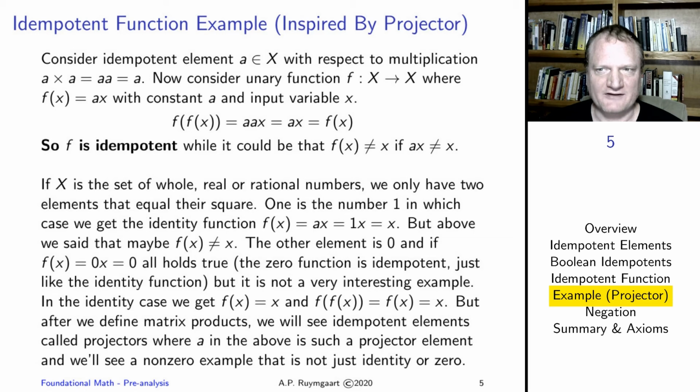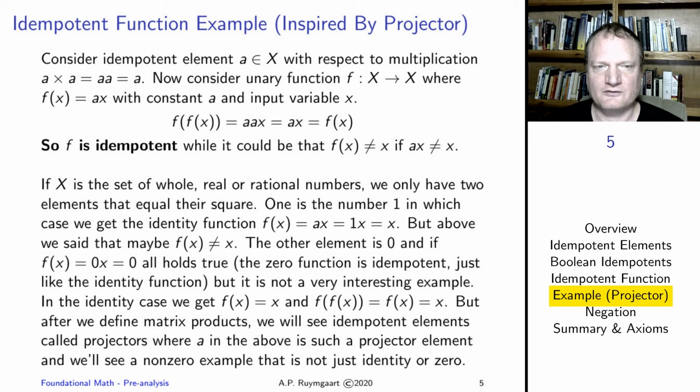Now let's look at an example function, a unary function that is idempotent. The function f of x equals ax, and we will show that it's idempotent as long as the element a is idempotent. So let's take a look. Let's say the element a is idempotent under multiplication. That means that a times a, or a squared, equals a. So a equals its square. If we are talking about real numbers, we already know that could be the number 0 or 1. And our function here is f of x equals ax. So simply a times x.